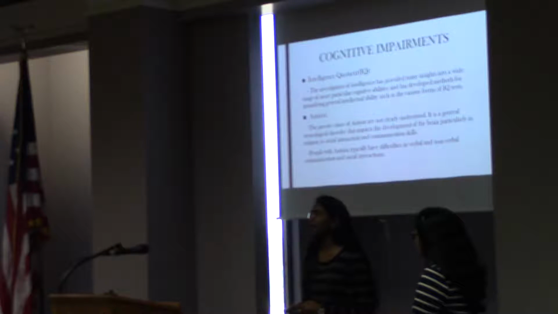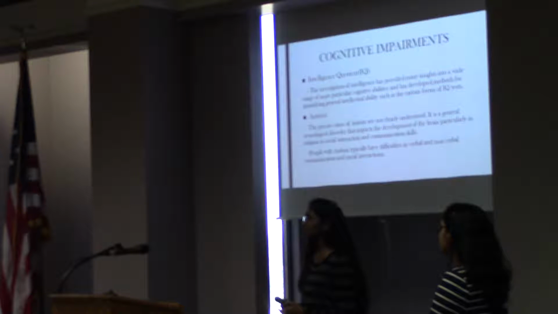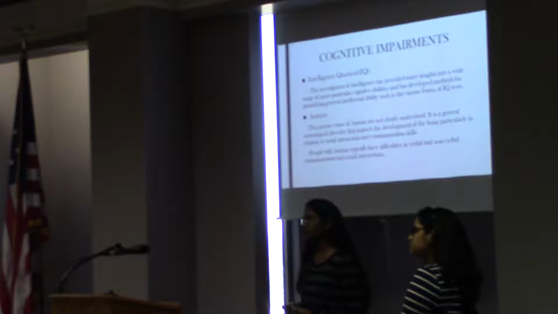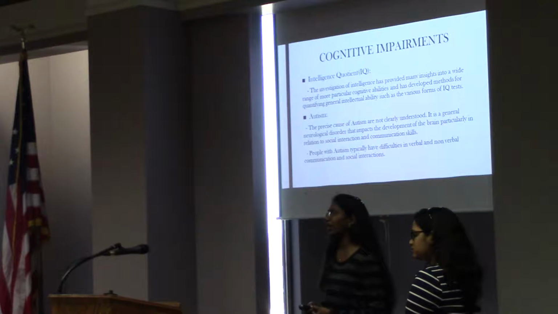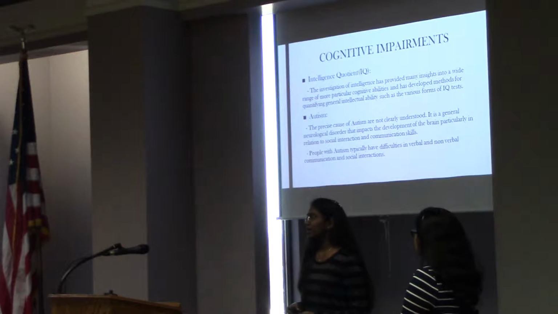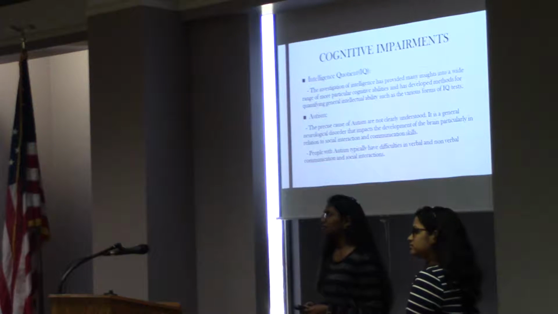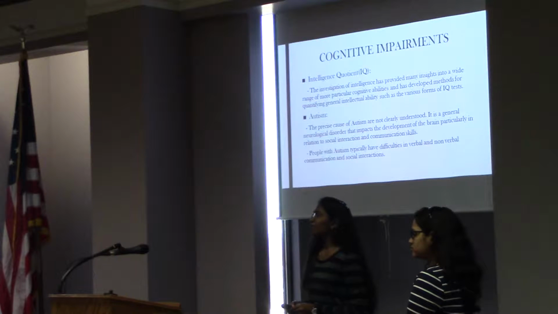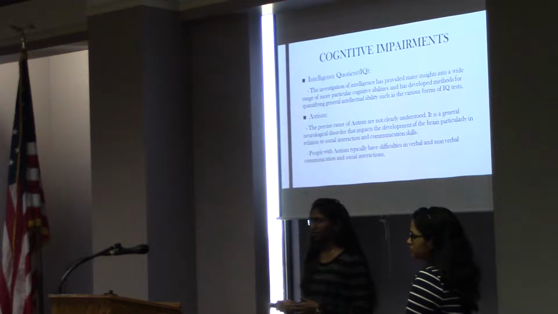And cognitive impairments, we have intelligence coercion, autism. Intelligence coercion has provided many insights into a wide range of more particular cognitive abilities and has developed methods for quantifying general intellectual ability, such as the various forms of IQ tests. Autism is where the people suffering with it could not understand properly. It is a general neurological disorder that impacts the development of the brain, particularly in relation to social interaction and communication skills. People with this have verbal and non-verbal communication problems and social interaction problems.